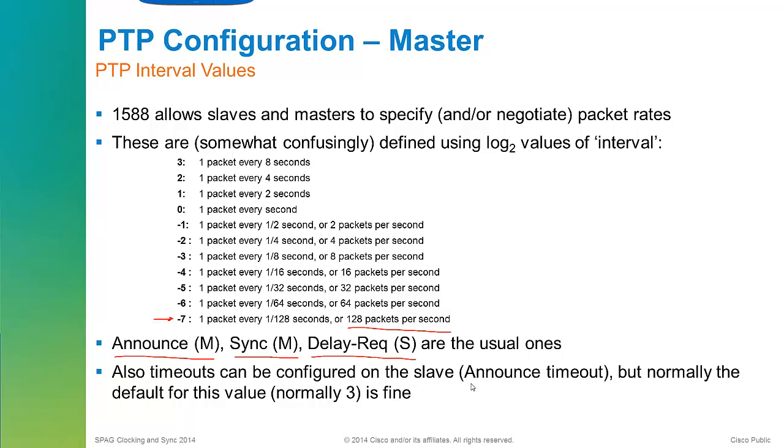Timeouts can be configured on the slave. The most common is the announce timeout. What the announce timeout says is how many announce intervals you listen for and don't hear one. So if the announce packet is sent once a second and for 4 seconds you don't hear an announce, then you assume that your master is gone, and you then go around looking for another master. The normal default for this value is 3. The default for announce packets being sent by the master is usually 0, or 1 packet a second. Again, that's normally fine.